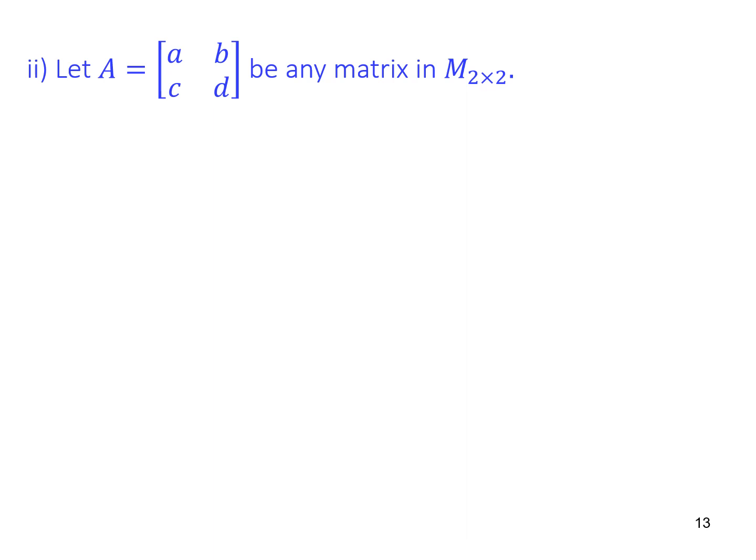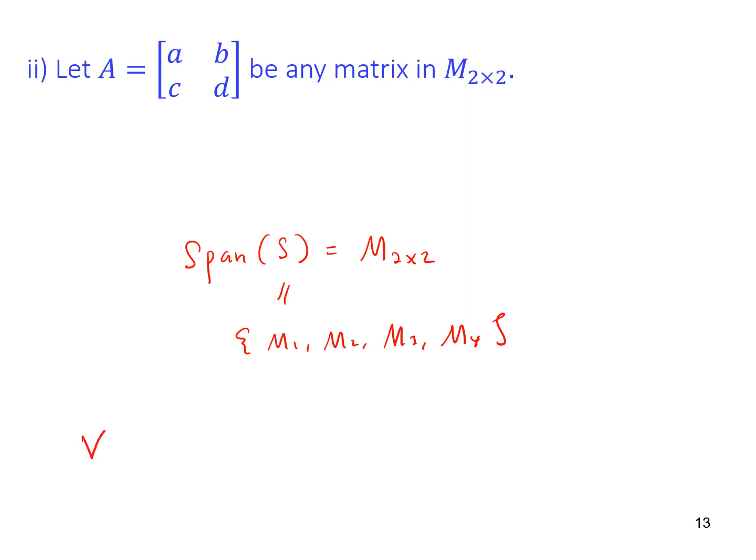In the second step of the proof, we have to show that span S is equal to the matrix space, equal to the vector space, whereas here is the set of M1, M2, M3, and M4. And again, to show that these two sets are equal, we have to show that for every matrix A in the vector space, A is an element of span S.